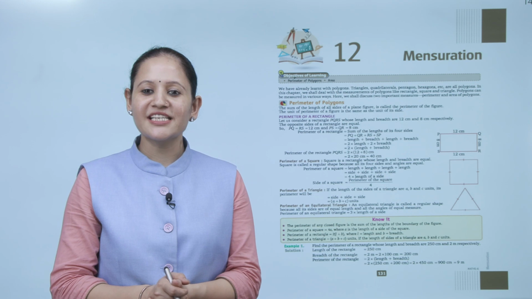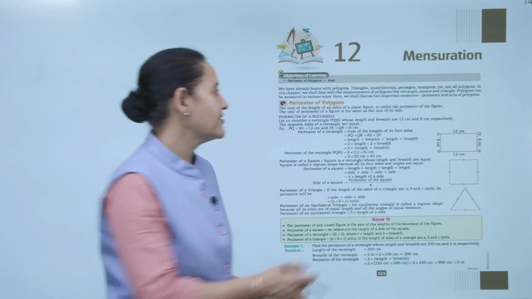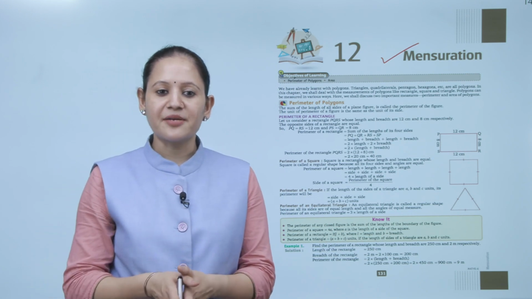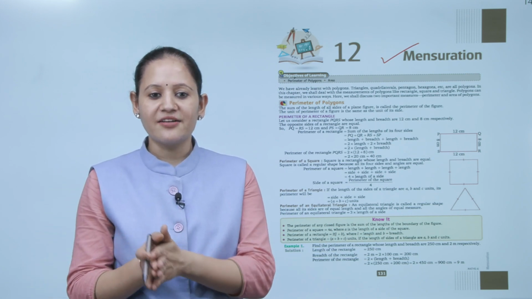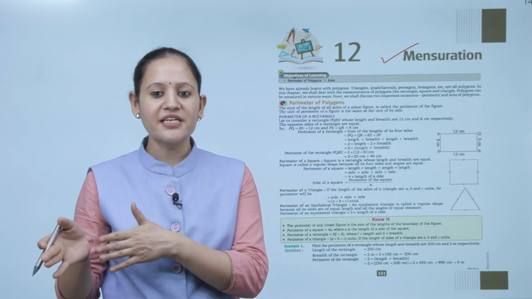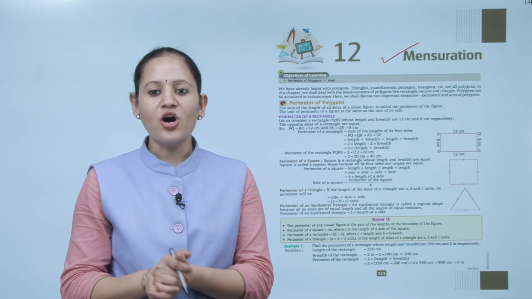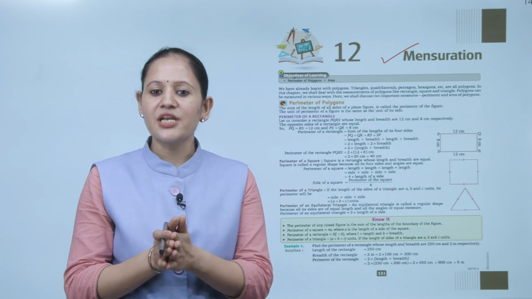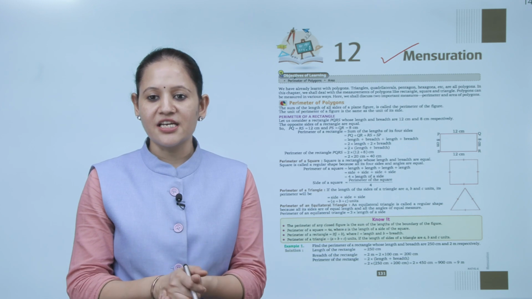Students, welcome to today's maths class, and today we'll do mensuration. Our learning objectives are perimeter of the polygon and area. We have already learned with the polygon triangles, quadrilaterals, pentagon, hexagon, etc. are all polygons. In this chapter, we should deal with the measurement of the polygons like rectangle, square and triangle.